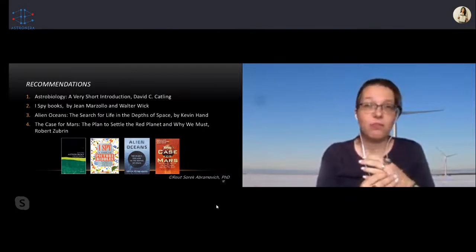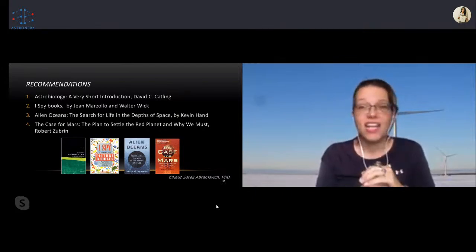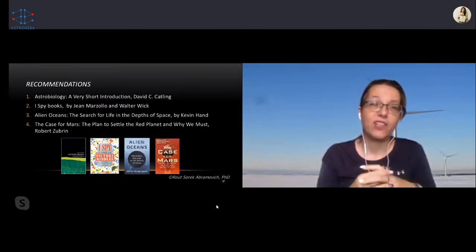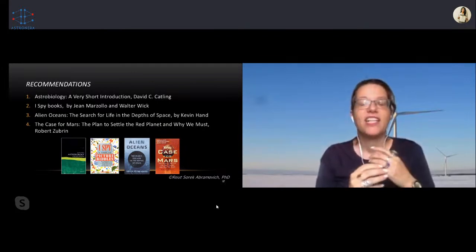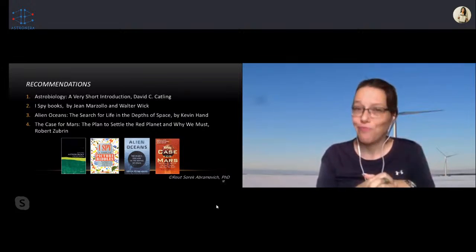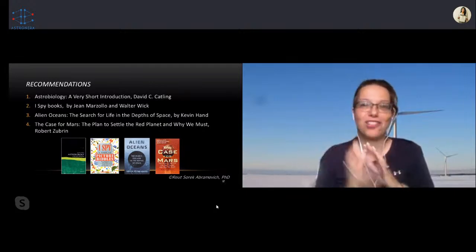The Case for Mars, The Plan to Settle the Red Planet and Why We Must is the latest edition by Robert Zubrin, who was a NASA engineer, and now he's the president of the Mars Society. And he's an avid speaker for the fact that we need to go to Mars as humans. We need to settle it. We can do it. He has a lot of engineering solutions for it. And if you're looking to read one of the greatest minds on how to deal with Mars, I highly recommend this book. Thank you very, very much.